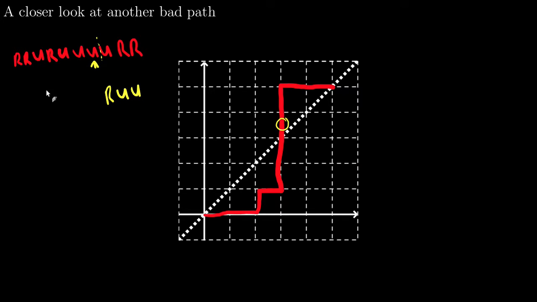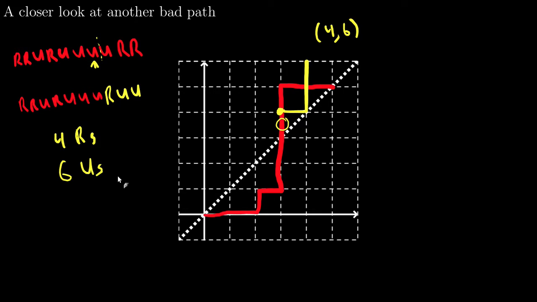I'll keep everything else the same. R, R, U, R, U, U, U. And when I do that, so I go right, up, up from this point, I end up at 4, 6 again, which means that I have 4 R's and 6 U's. And this isn't a coincidence.